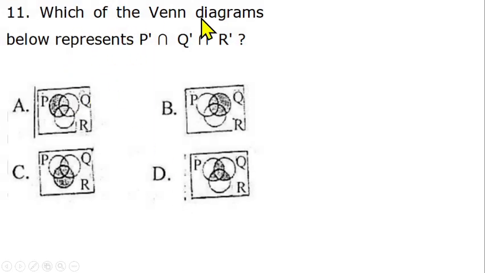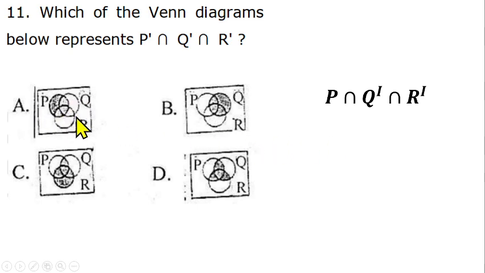Question number 11, which of the Venn diagrams below represents this: P complement intersection Q complement intersection R complement? This question is wrong because there's a typo here. The question is P intersection Q complement intersection R complement. So that is the element that is in P but not in Q and not in R.